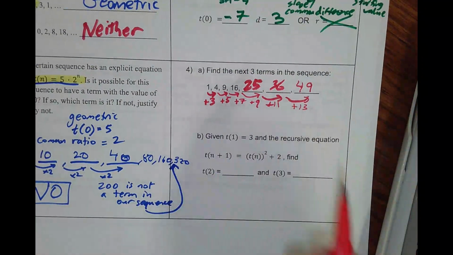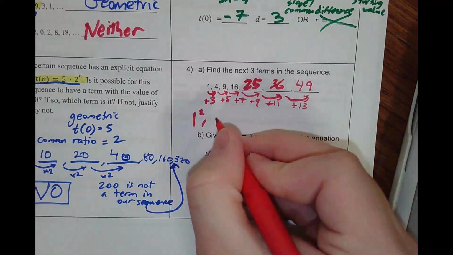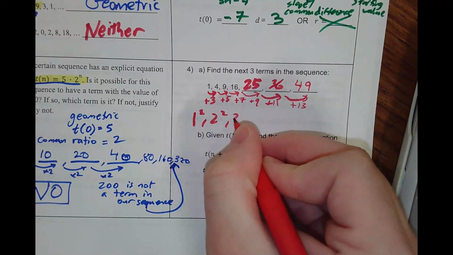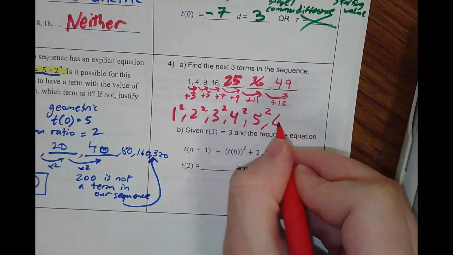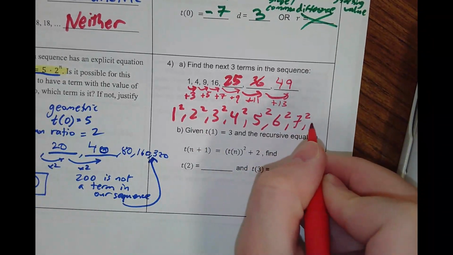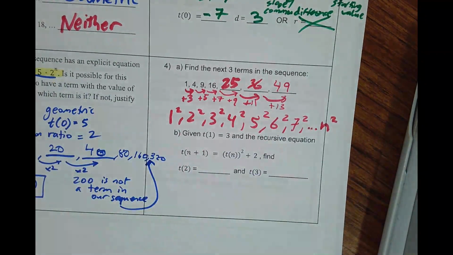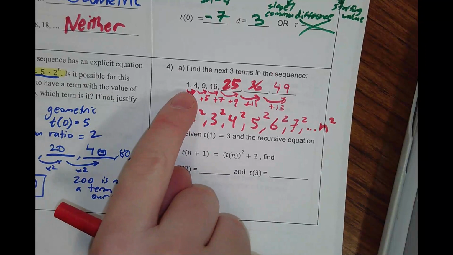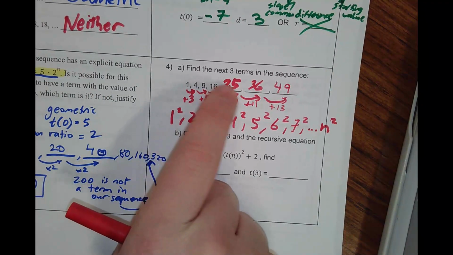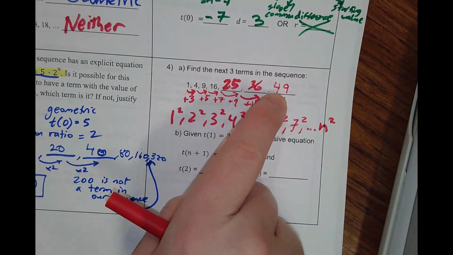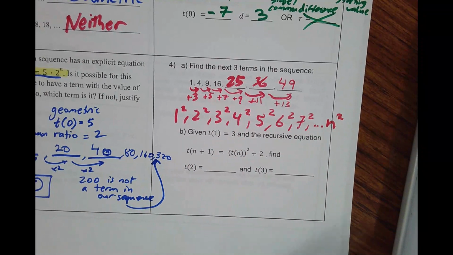The second way to recognize a pattern here is this pattern is actually the number 1 squared, 2 squared, 3 squared, 4 squared, 5 squared, 6 squared, 7 squared. The pattern here is actually just all square numbers, right? So what's 1 squared? 1. 2 squared, 4. 3 squared, 9. 4 times 4, 5 times 5, 6 times 6, and 7 times 7. This is going to be the next 3 terms there.